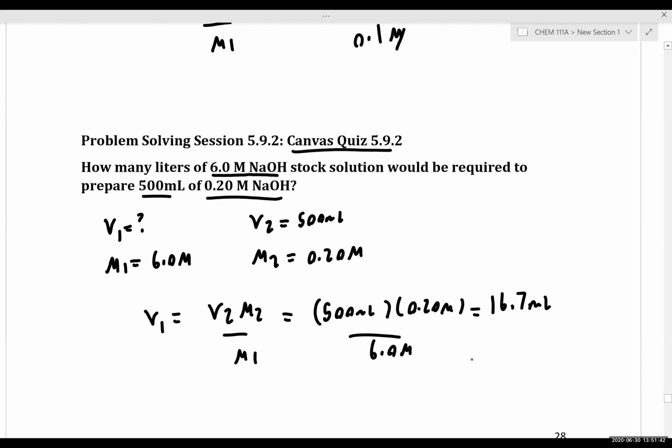16.7 milliliters, which we convert to 0.017 liters if we're following our sig fig rules. Any questions on this example?